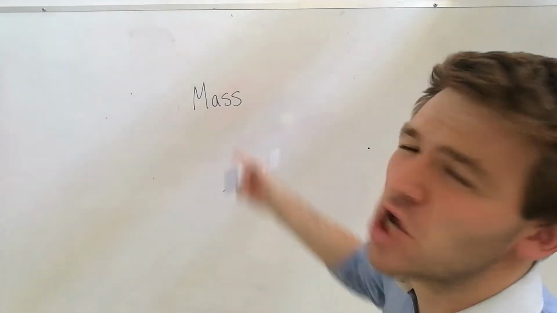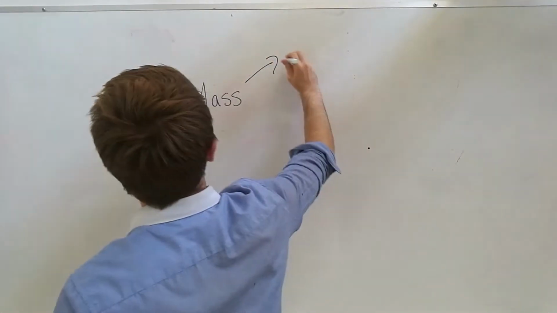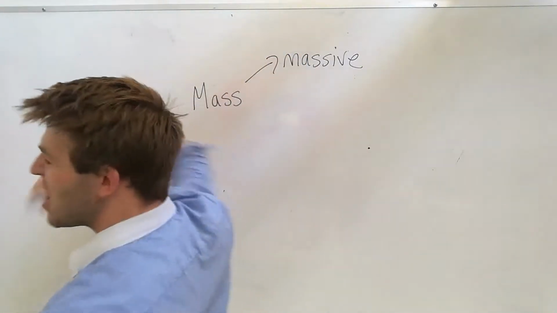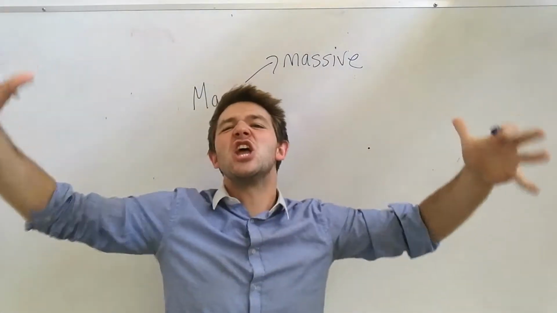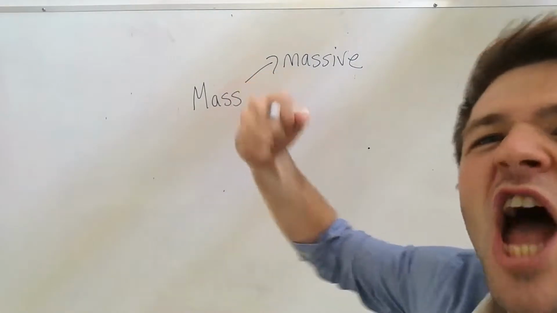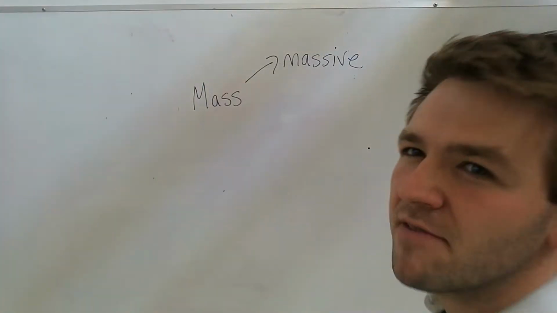Okay, the first one is on the board. The first one says mass. Now this word, you may know things that are massive. If something is massive, it is huge. Just like my biceps. They are huge, they are massive.